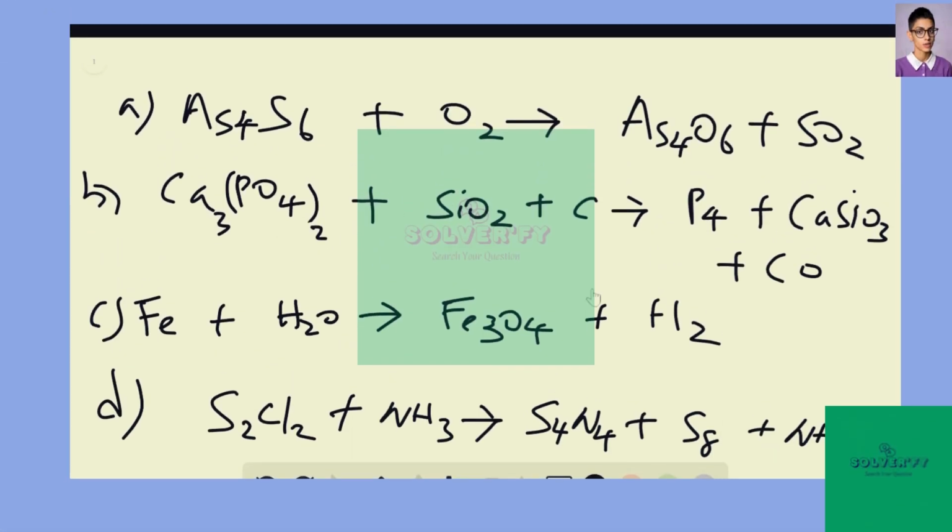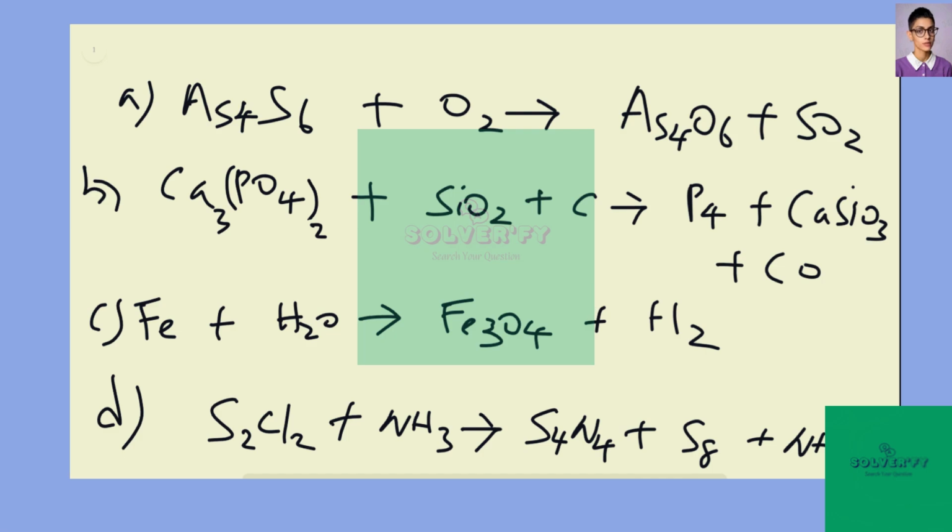We have the balance of the chemical reactions on this page. Let's start with the first one. So we have As4S6 plus O2, it becomes As4O6 plus SO2. Okay, so first of all, I will balance As. On the left we have 4, on the right we have 4, so we don't actually have to balance that.